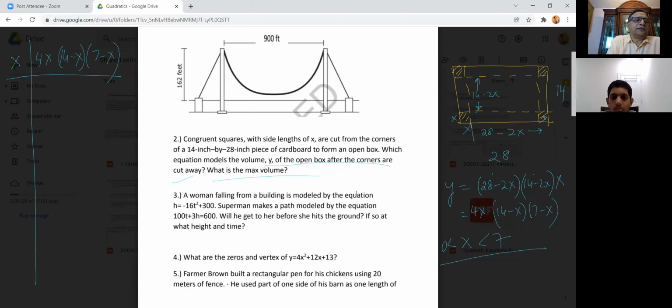So if you put x as 1, what do you get? So make a table, right? And tell me the values. Of course, with 7, you get 0, right?